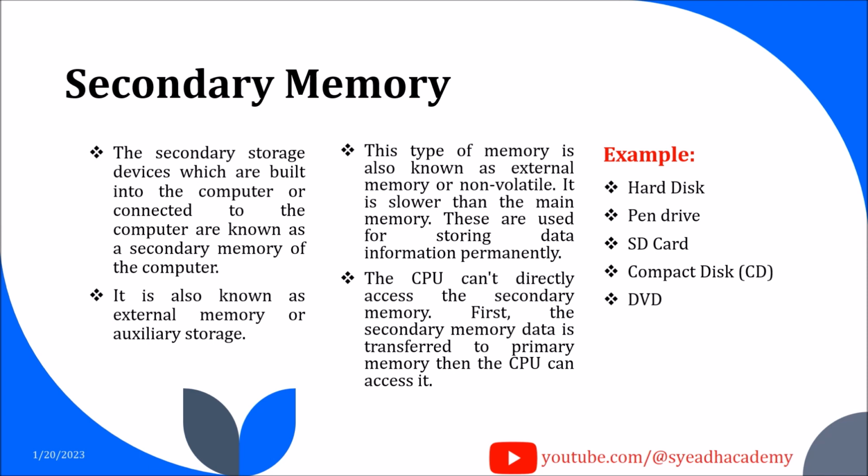Secondary memory. The secondary storage devices which are built into the computer or connected to the computer are known as the secondary memory of the computer. It is also known as external memory or auxiliary storage. This type of memory is non-volatile. It is slower than the main memory. These are used for storing data and information permanently. The CPU can't directly access the secondary memory. First, the secondary memory data is transferred to primary memory, then the CPU can access it.